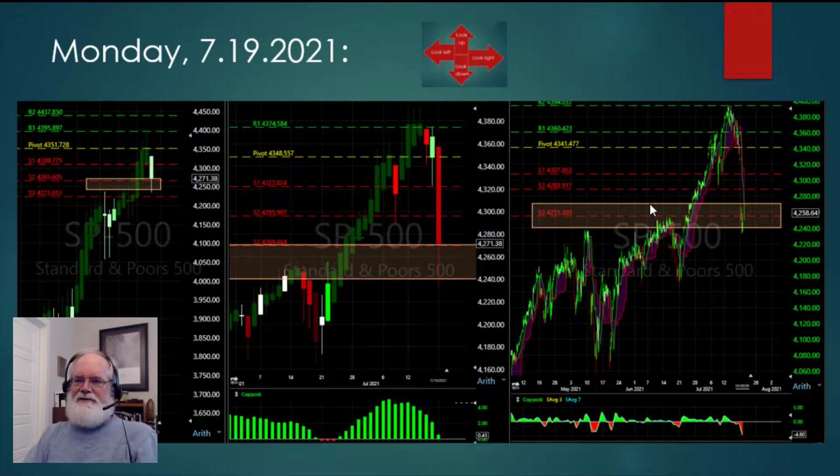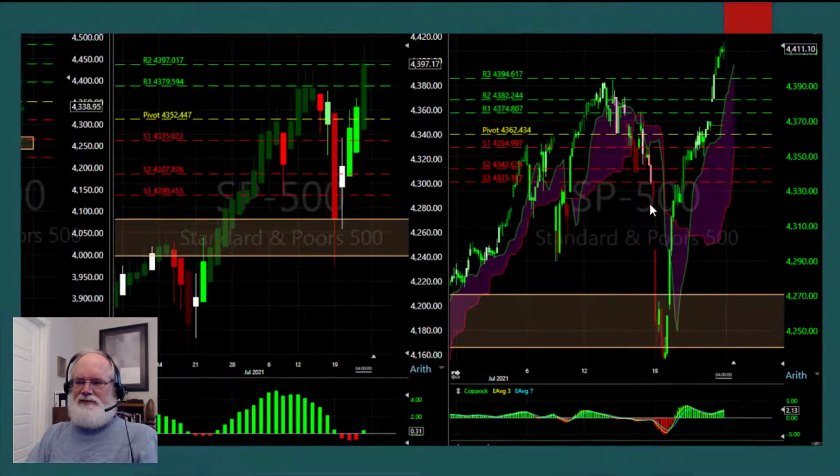So this is what happened, as I mentioned, on Monday, July the 19th. We came down into that area of support, and of course what happened after that was this. So we went up, S&P 500 made new highs after bouncing off that area of support.